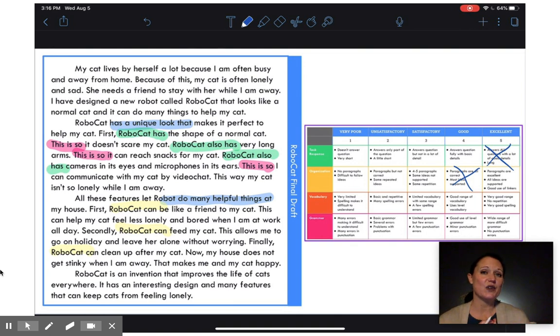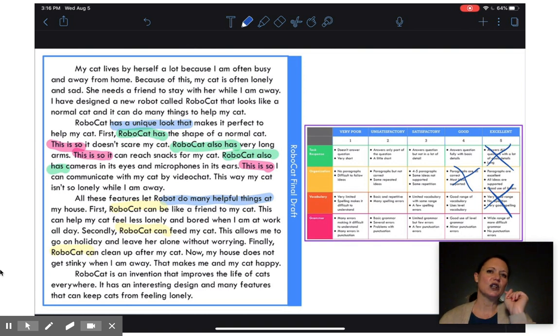What about vocabulary? Does my essay use a good range of descriptive words and level words? Yes, it does. And are they all spelled correctly? Well, again, I typed it, so spell check made sure that all of my words are spelled correctly. So this essay would be a good example of an excellent vocabulary.